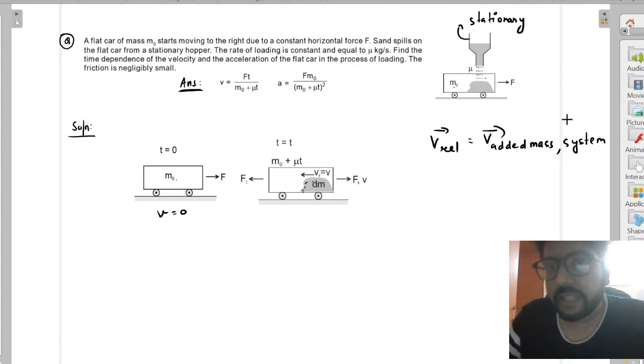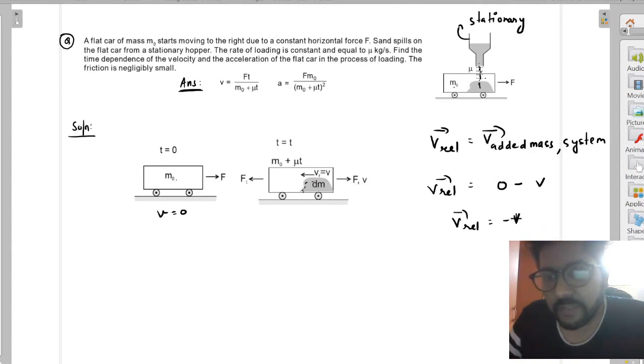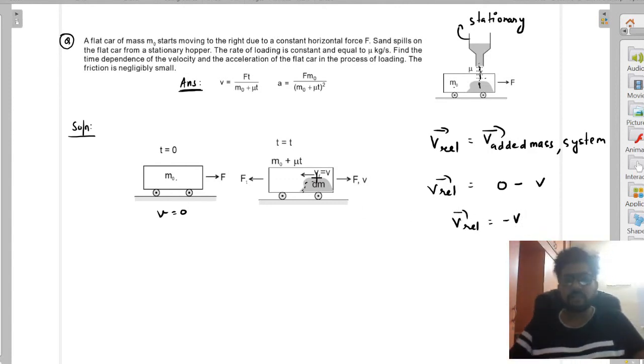Now you can see that the added mass is coming from a stationary hopper. So that means in this direction the velocity of the added mass is 0. So v relative is equal to velocity of added mass, 0, minus velocity of system, v. So that means v relative is equal to minus v. Minus means the negative direction. So v relative, you can see in this diagram we have drawn, is towards left, right?